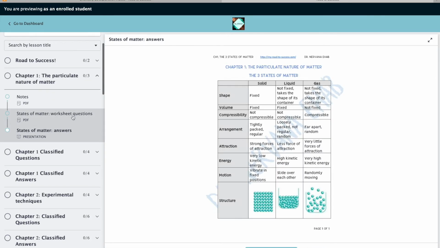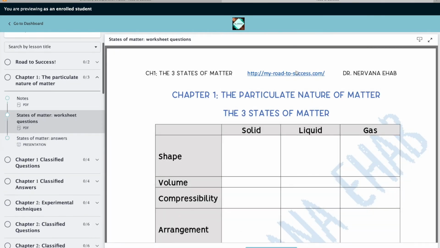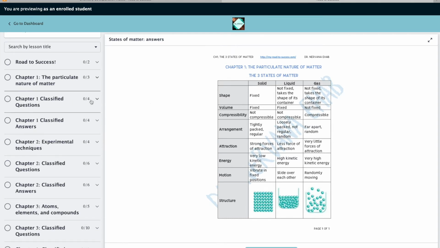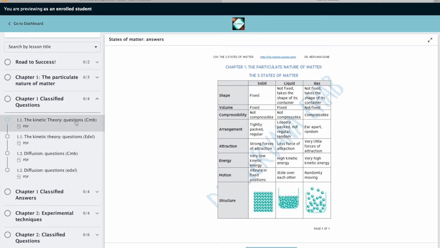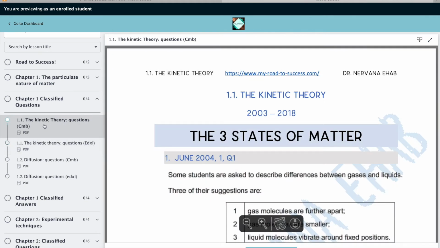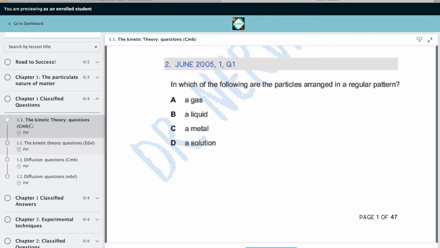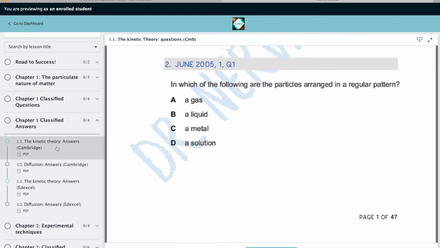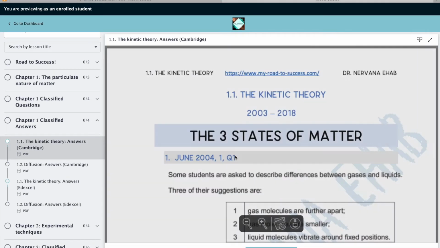After you solve the worksheet, you're going to go to the answers and check your work. After you check your work, you're going to send me a picture of this work, all right? And then classified questions is going to give you the questions underneath this chapter. This is Cambridge, and then there's Edexcel also. You're going to print it, solve it, and then check your answers. So this is the questions, and the third part here is the answers.